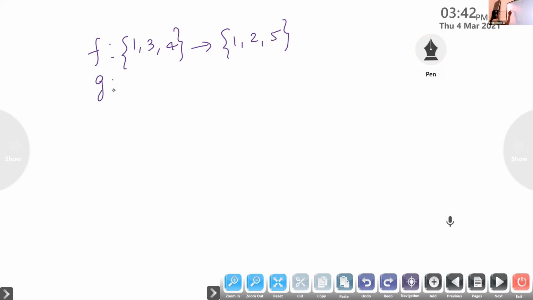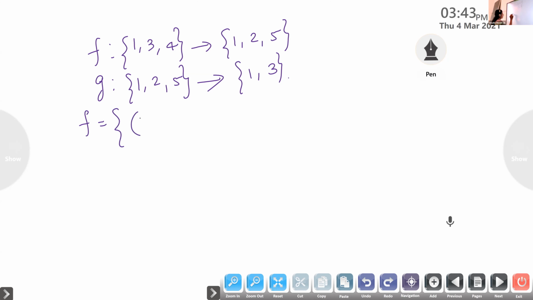G is a function from {1, 2, 5} to {1, 3}. F is a function from {1, 3, 4} to {1, 2, 5}. G is a function from {1, 2, 5} to {1, 3}, given by f is equal to the set of all ordered pairs (1, 2), (3, 5), (4, 1).